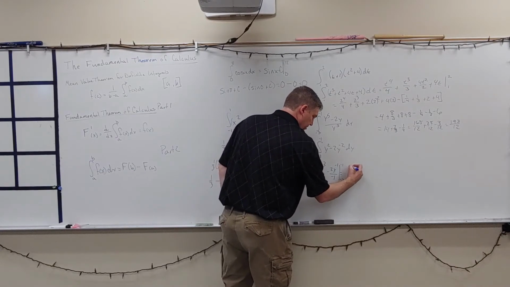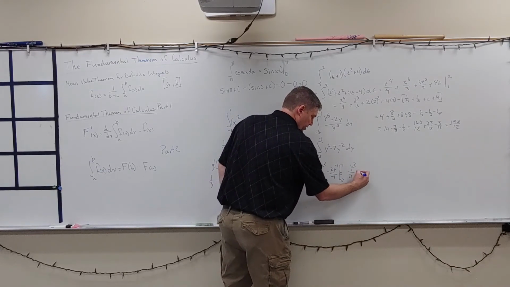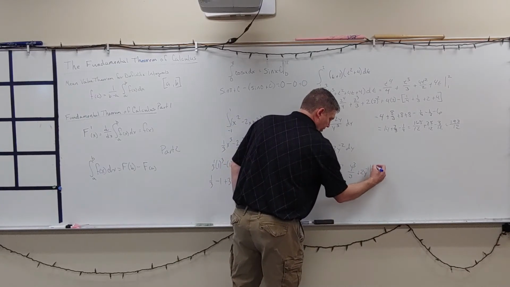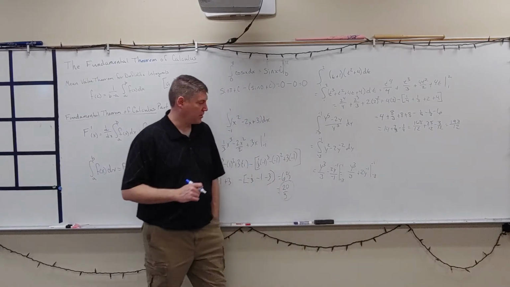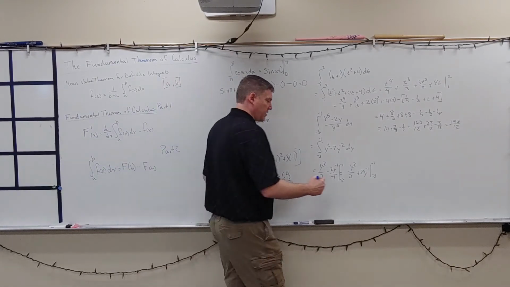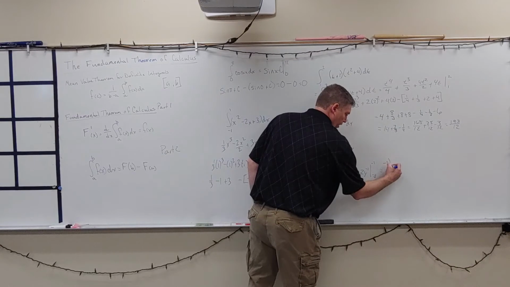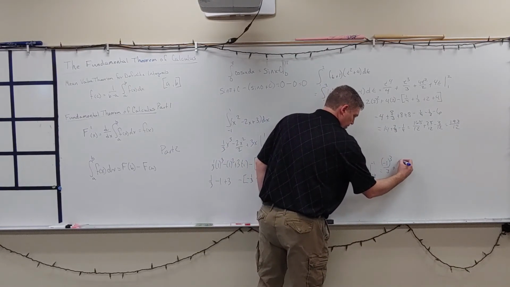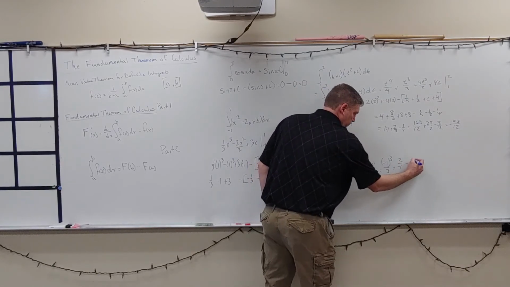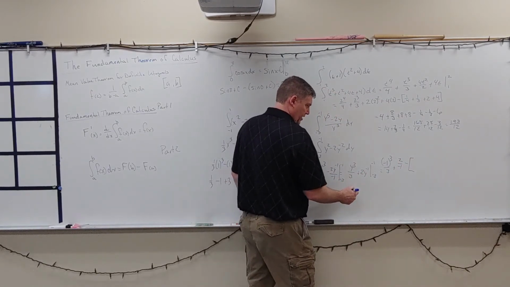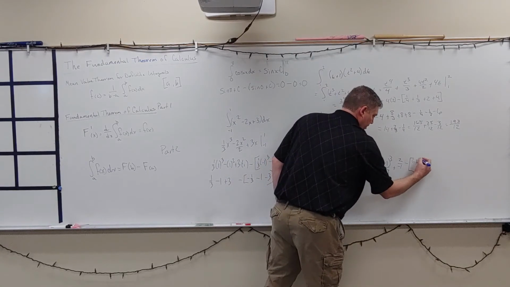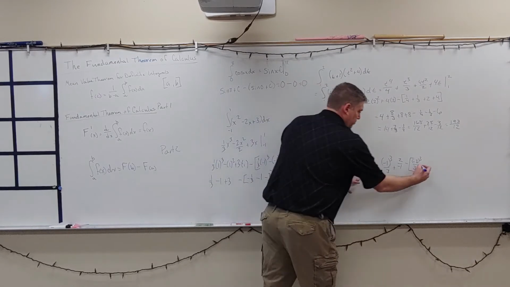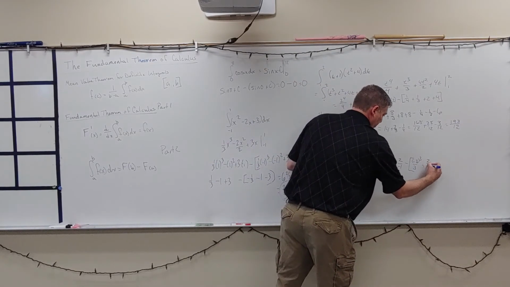So I'm just going to do a little bit of simplifying. Y cubed over 3 plus 2y to the minus first, negative 3, negative 1. Now I'm going to plug in those values. So I'm going to plug in negative 1. So I have negative 1 cubed over 3 plus 2 over negative 1 minus, I'm going to plug in negative 3. Negative 3 cubed over 3 plus 2 over negative 3.